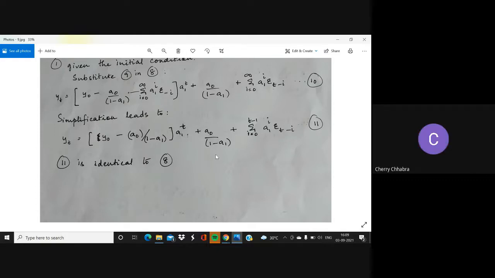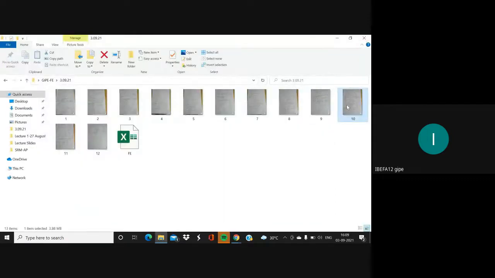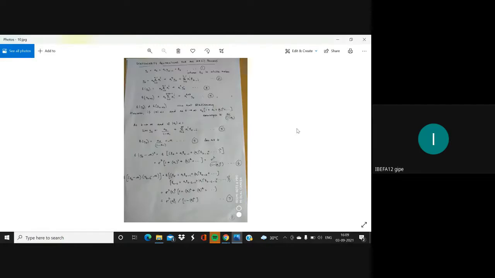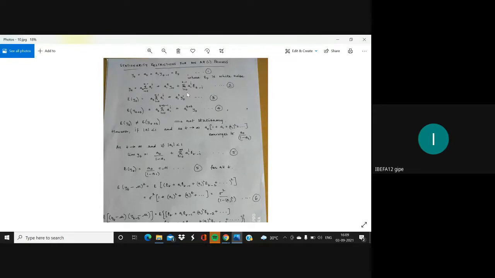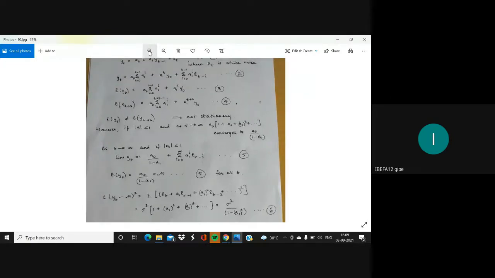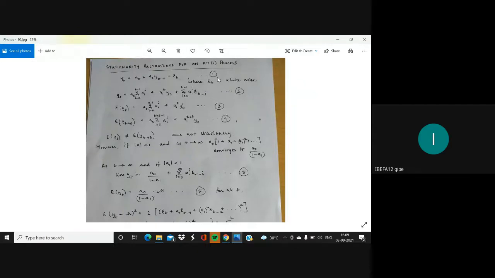Now, if you look at this, this has a similar form to the solutions for the difference equations that we were using earlier, or that we solved for earlier. Now, why is this important? Why do we need to bring it into this form, and then why do we impose certain restrictions on the coefficients for this particular AR1 process?